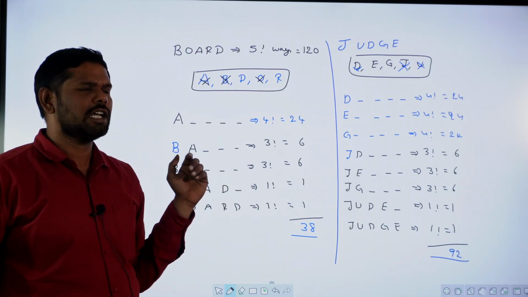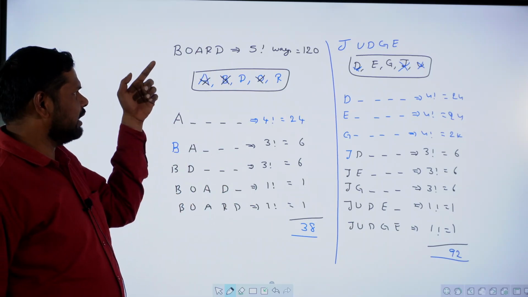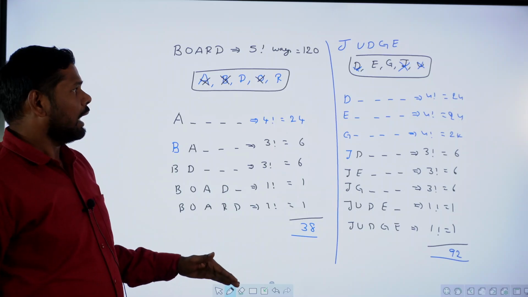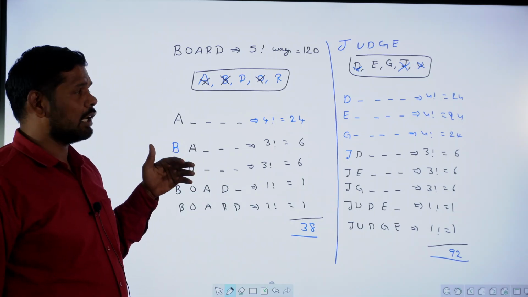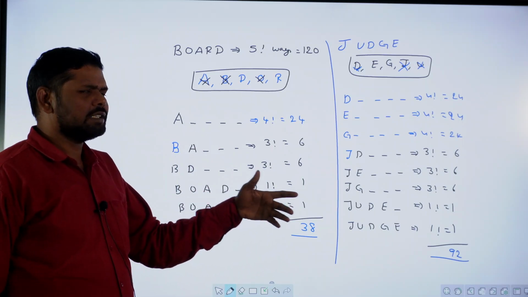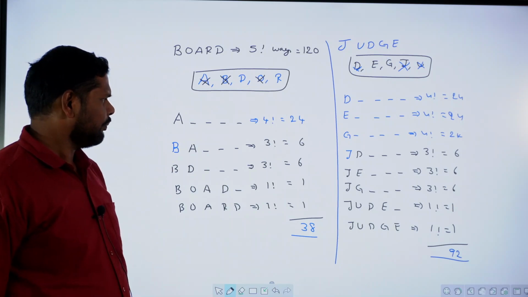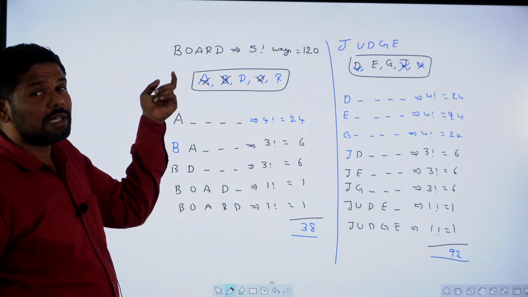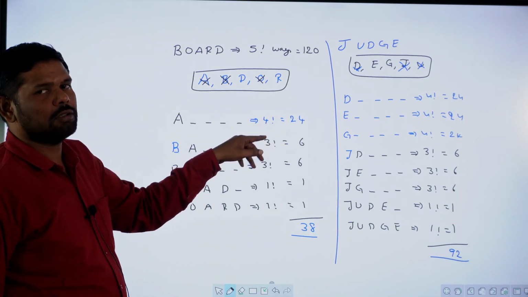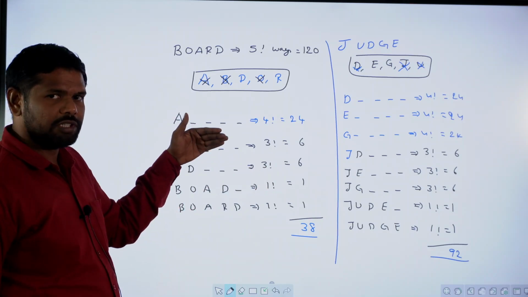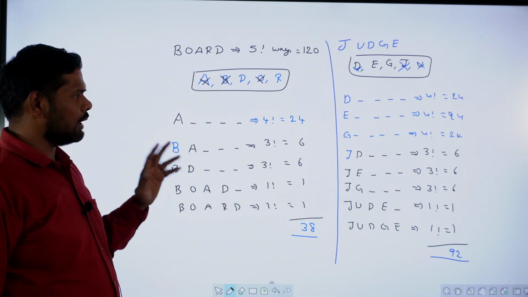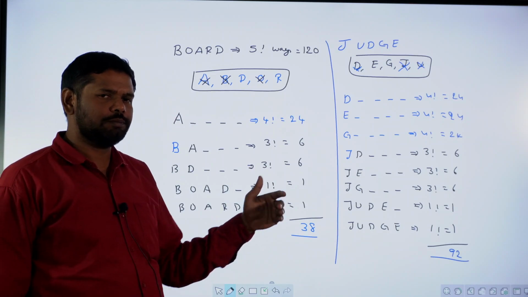Like this, they ask about the rank or position of the given word out of all arrangements based on dictionary or alphabetical order. These are some different types of questions. It is very easy. Suppose repetition of letters is there, you need to divide by 2 factorial or 3 factorial, depending on how many repetitions there are. We will discuss some more questions in the last.